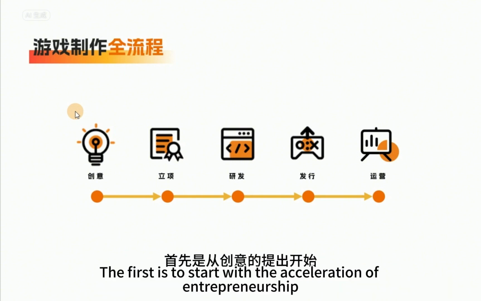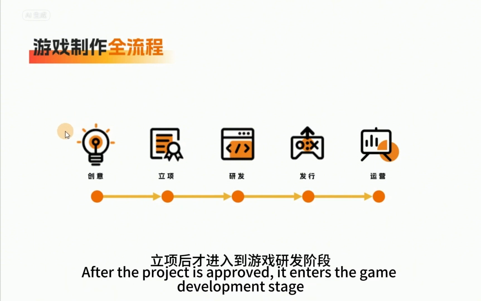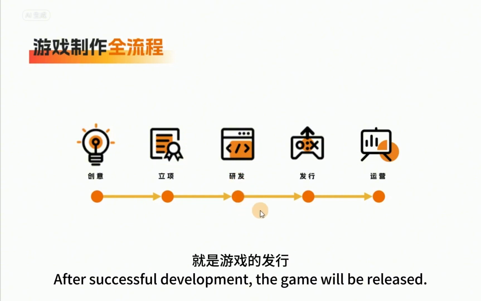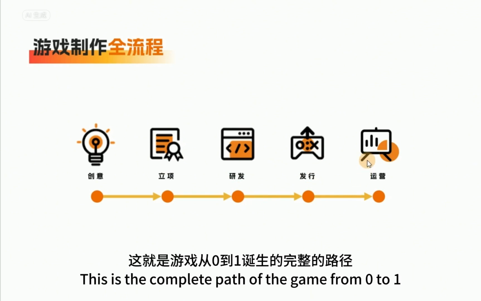The first step is to start with entrepreneurial ideas, and then the team discusses and conducts product approval. After the project is approved, it enters the game development stage. After successful development, the game will be released. After the release, someone will be responsible for the operation of the game. This is the complete path of the game from 0 to 1.